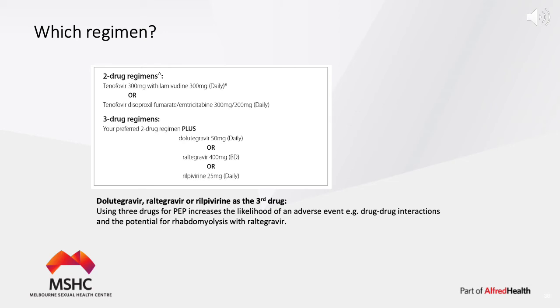And then the 2 drugs that we use, tenofovir disoproxil with emtricitabine, which is known as Truvada, but then we have generics of Truvada. Or we could use 2 separate drugs, tenofovir 300 milligrams with lamivudine 300 milligrams. This is cheaper than Truvada, but now the generics have made the single-dose tablet cheaper. If you need to use a 3-drug regimen, then you've got to use your 2-drug regimen, which is tenofovir disoproxil and emtricitabine with either dolutegravir or raltegravir or rilpivirine. Okay, raltegravir is not usually used because it increases the likelihood of drug-drug interactions and rhabdomyolysis with raltegravir, so where there's breakdown of muscle.